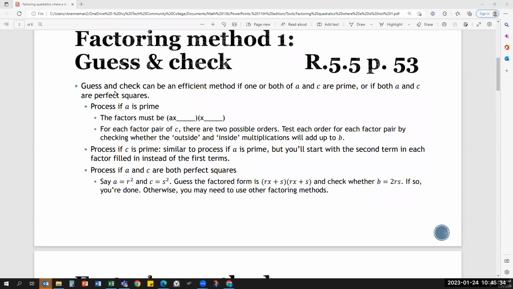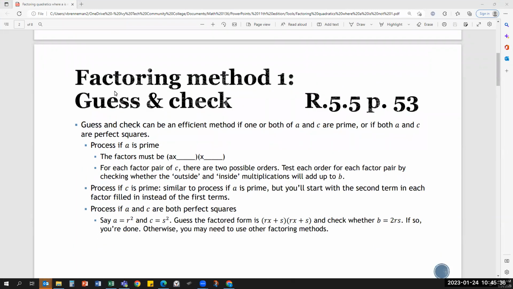There are several methods you can use for this. The first method, and these aren't in any particular order, they all work. Some work better in different contexts, but you can just guess and check. Especially if a or c, or especially if both of them are prime, or if they're both perfect squares, then guess and check can be a fairly efficient method.